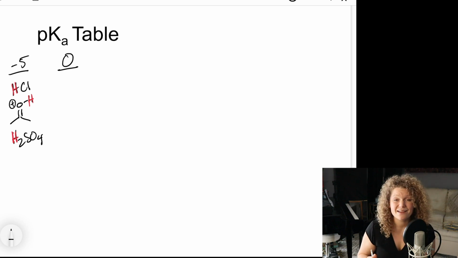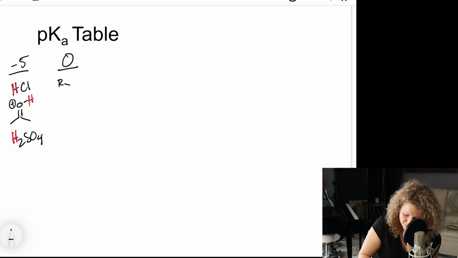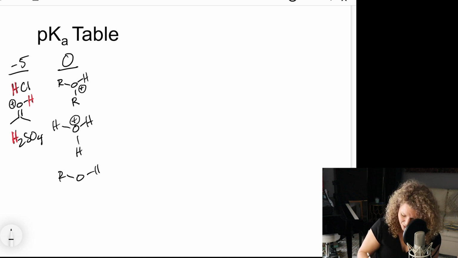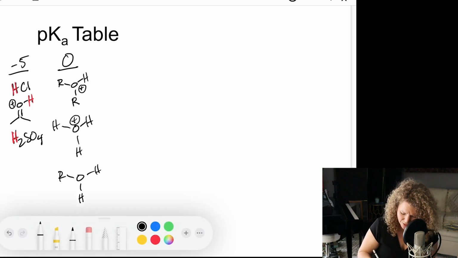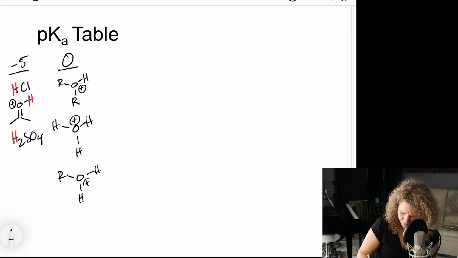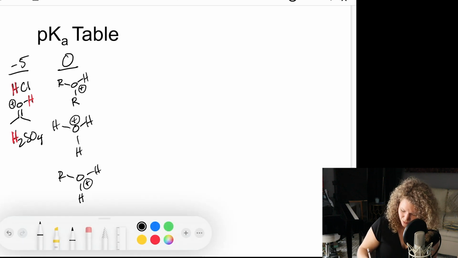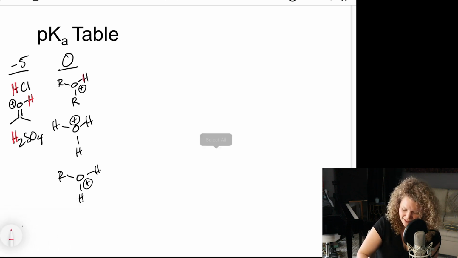What about a pKa of 0? This would be if you had an ether that was protonated, or protonated water, which is hydronium, or a protonated alcohol. These would be around a pKa of 0. Let's label the hydrogen that's acidic here.